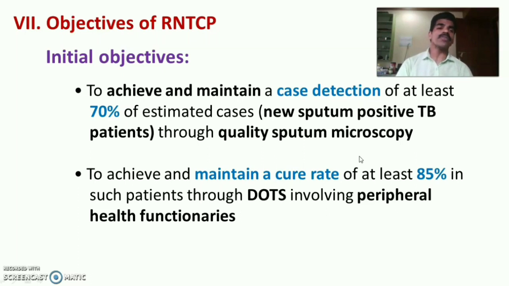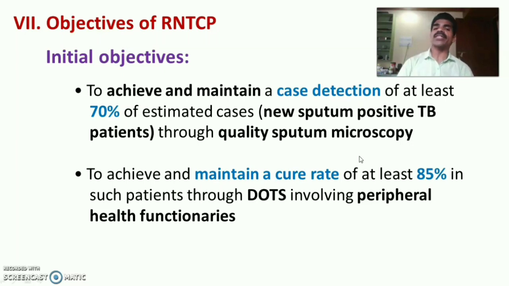Through quality sputum microscopy tests, detect at least 70% of the total estimated cases. The second initial objective was to achieve and maintain a cure rate, that is treatment completion rate, of at least 85% in those patients through DOTS, directly observed treatment short course, and through involving the peripheral health functionaries, peripheral health workers or health personnel.